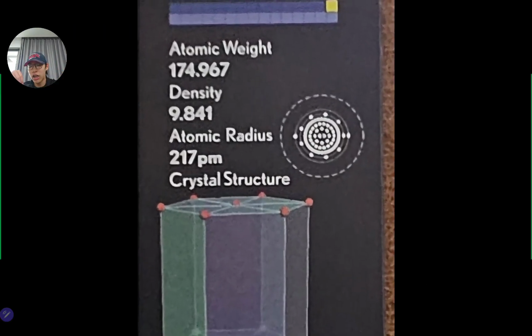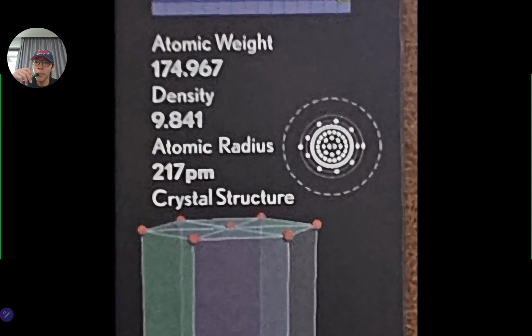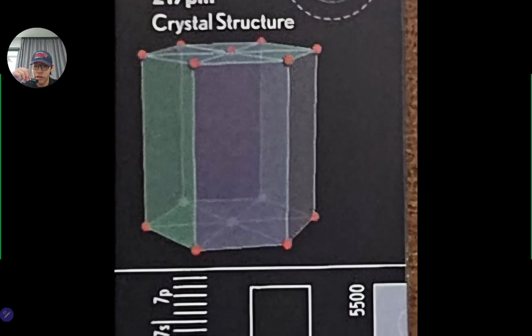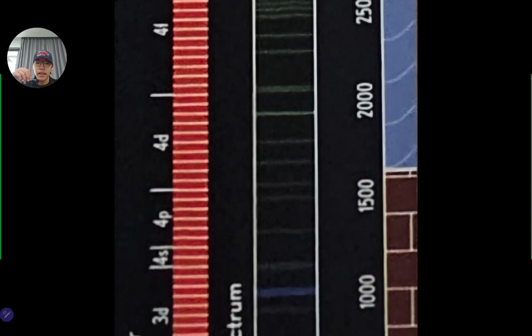So let's go ahead and talk about its statistics. The atomic weight is 174.967. Its density is 9.841. Its atomic radius is 217 picometers. Its crystal structure is hexagonal. What did you expect? It has a substantially higher melting point too, about double.